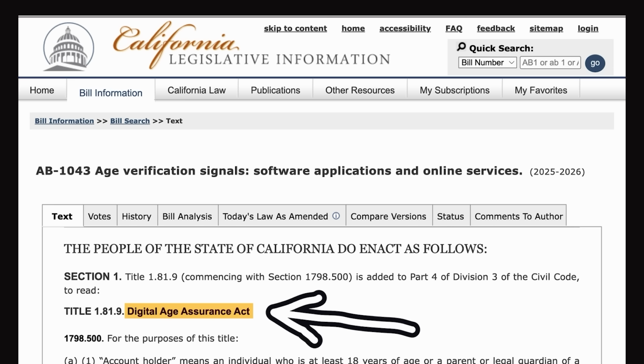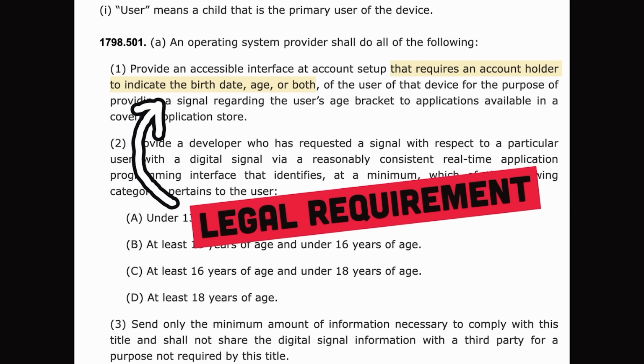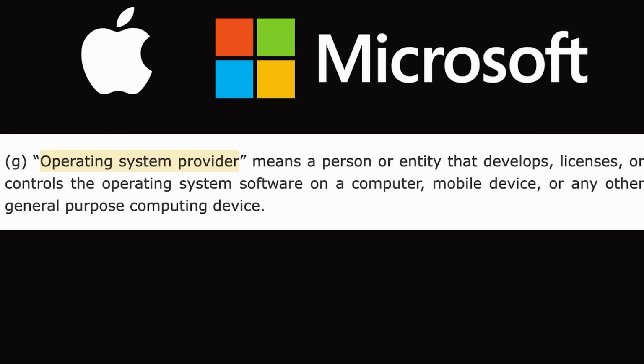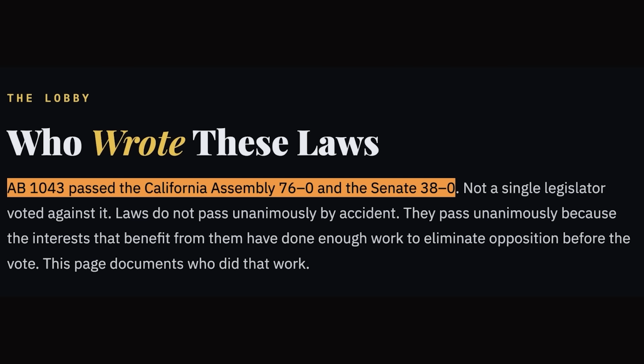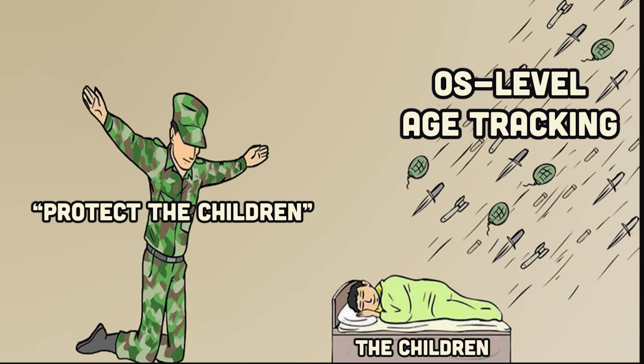Back in October 2025, the Digital Age Assurance Act was passed into law in California, and it makes it a legal requirement to collect a user's age on any general-purpose operating system. And that puts the primary responsibility on Apple, Microsoft, and yes, Linux. Now, of course, this happened in California with every single lawmaker voting for it, and of course the reason to take away your privacy is to, quote, protect the children.